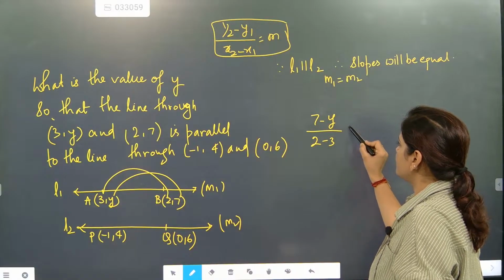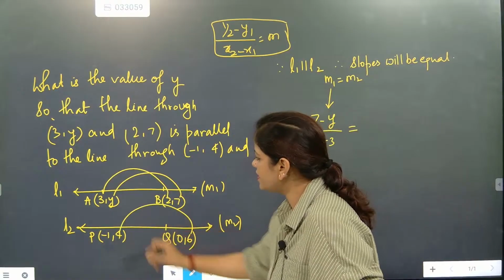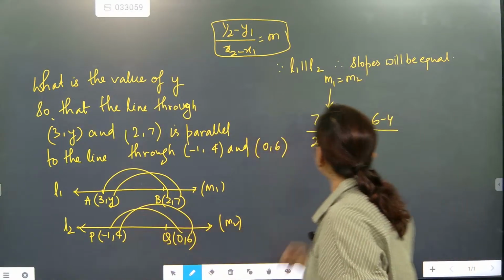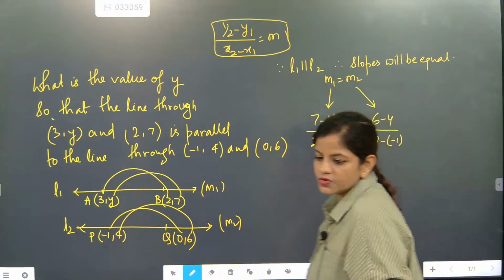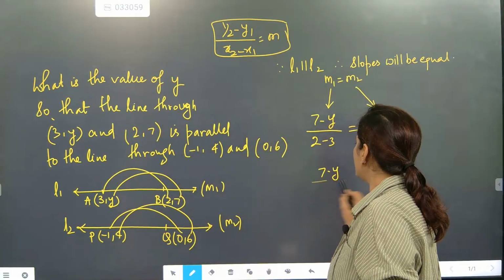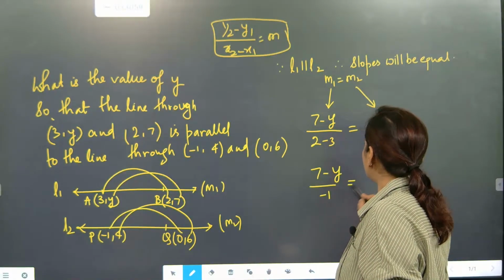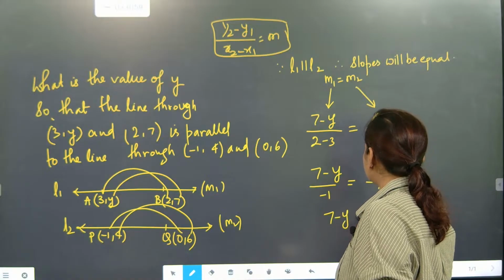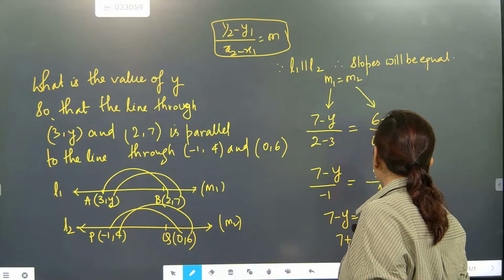This is slope m1. And next, (6 minus 4) by (0 minus of minus 1). This is slope m2. So slope m1 and slope m2 we have written. Now 7 minus y is equal to minus 1, equal to (6 minus 4) is 2 by 1. So here it is coming 7 minus y is equal to minus 2. So 7 plus 2 is equal to y. So y is equal to 9.